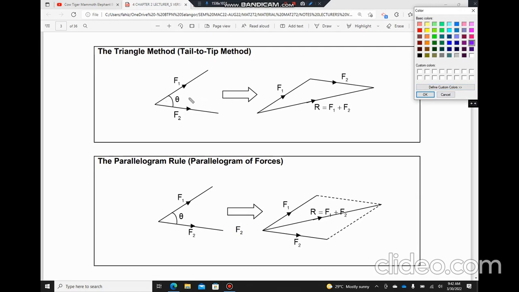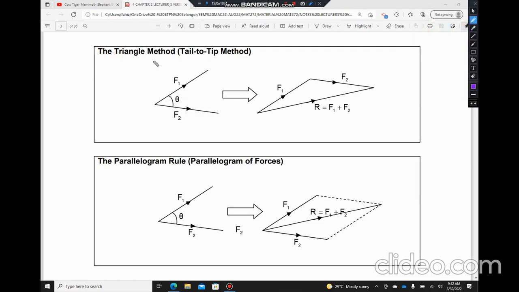Okay, first kita guna triangle method. Okay, triangle method. This one triangle method, tail to tip method. Okay, maksud dia macam mana? Kat sini untuk F1 kita tengok yang ni adalah tail dia kan, ekor dia. Yang ni tip, bahagian atas untuk F1. So bila kita cuba jadikan dia triangle, so kita akan sambung kat sini.